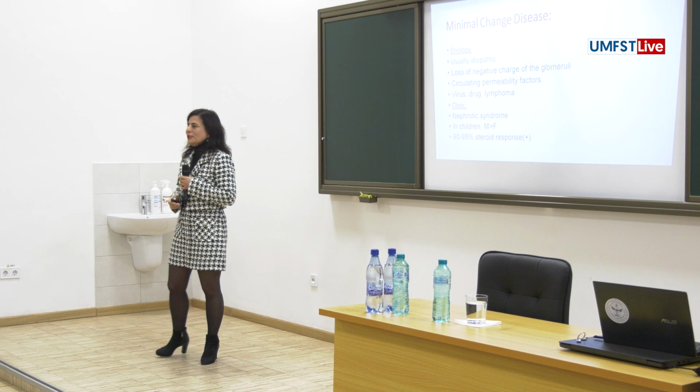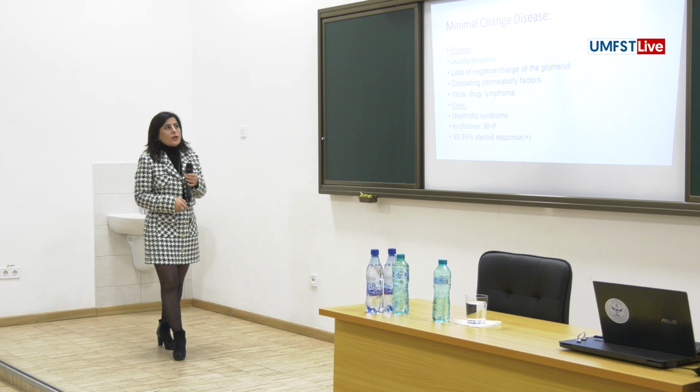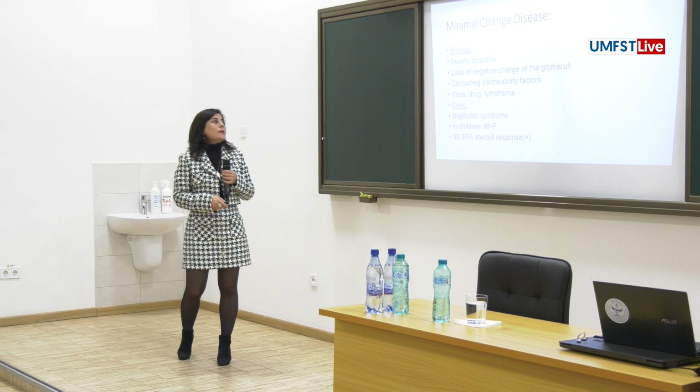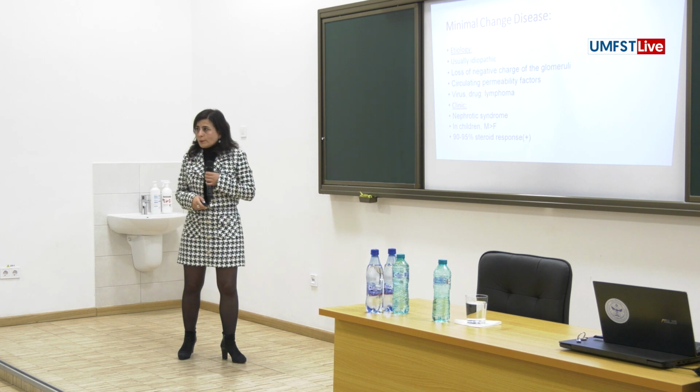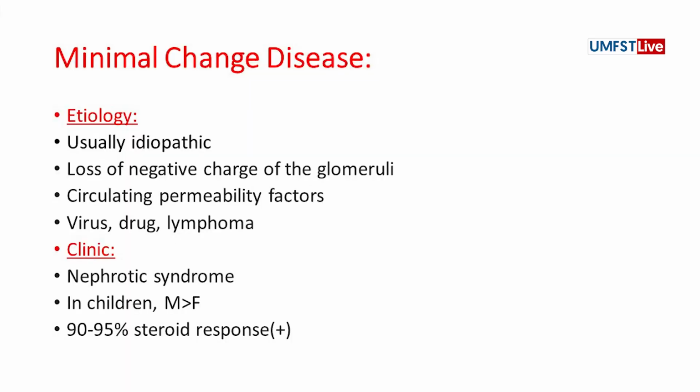Let's talk about minimal change. Its etiology is usually idiopathic. Loss of negative charge of glomeruli is the reason. Circulating permeability factors are obtained, and virus, drug, lymphoma are sometimes guilty for the etiology. In clinic, we see nephrotic syndrome, proteinuria. In male children, it's more often than female. 90–95% of the cases respond to the steroid, luckily. The remaining 5% usually, in our institution, is 5%.